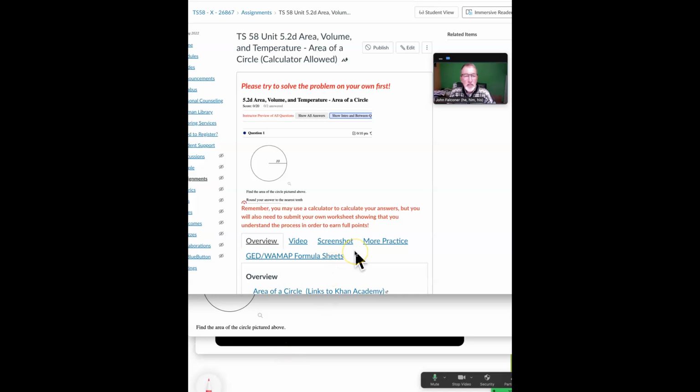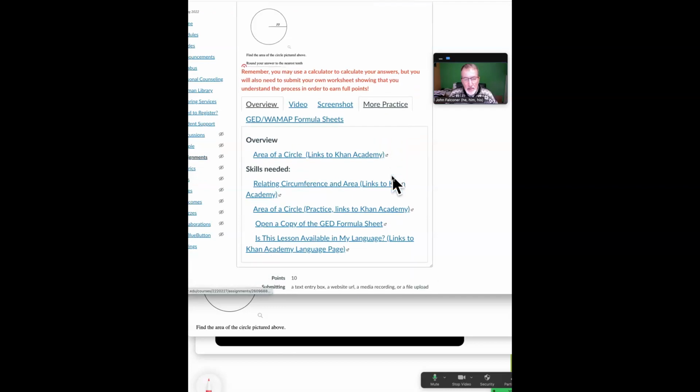Hello everybody. We're going to take a look at Unit 5.2D, which is finding the area of a circle. So in this first problem, we're trying to find the area of this circle, which has a diameter of 10. So we're going to have to use pi for this formula. And let's take a look.